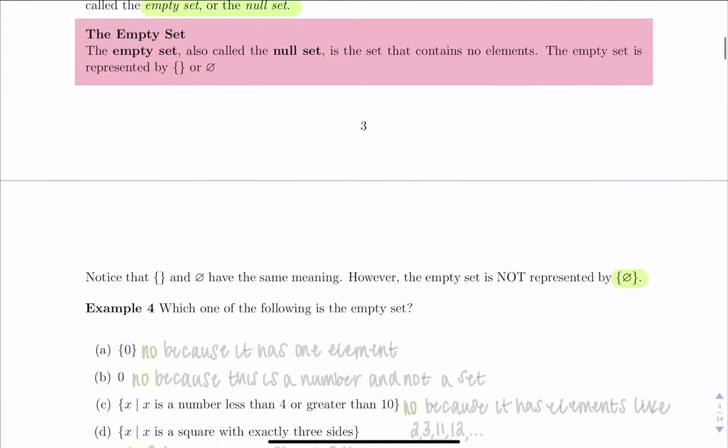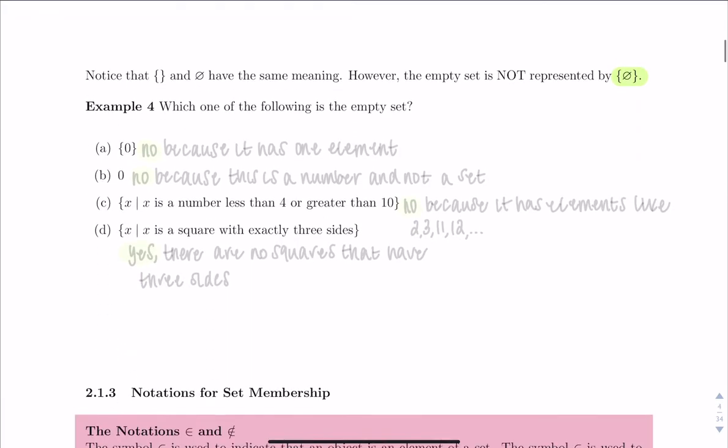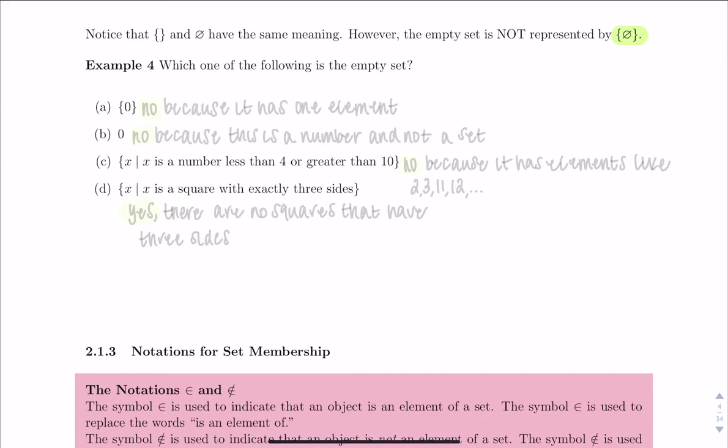So which of the following is the empty set? The set of 0. That is not the empty set because it has an element in it. It has 0 in there. What about just 0? This isn't even a set, it's just a number. It doesn't have curly braces around it, so it can't be the empty set.